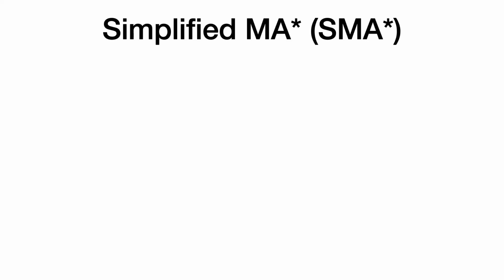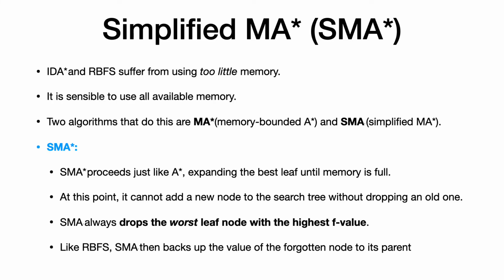So there are two other algorithms which utilize the memory more effectively. These are called memory bounded A star, MA star, and SMA star, simplified MA star. Here we discuss SMA star. SMA star, similar to A star, expands the best leaf until memory is full. So it utilizes the memory more effectively. SMA star is slightly better in terms of utilizing memory as compared to IDA star and the recursive best first search algorithm.